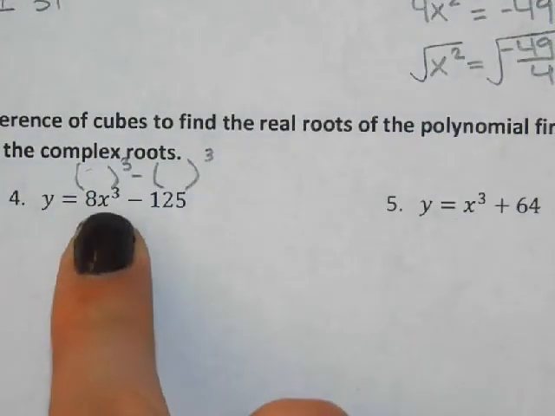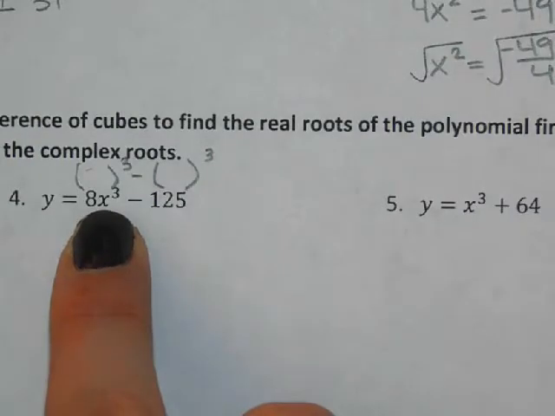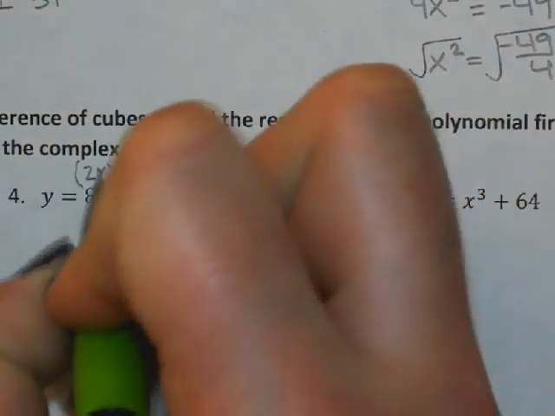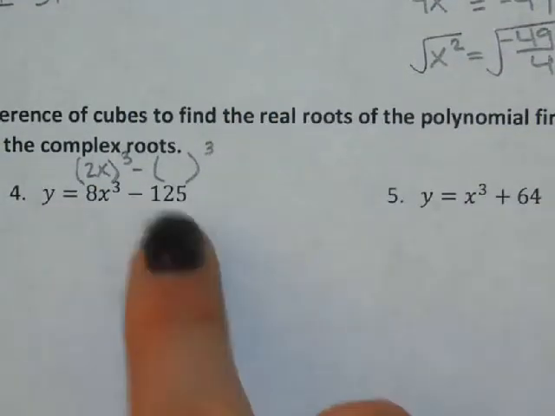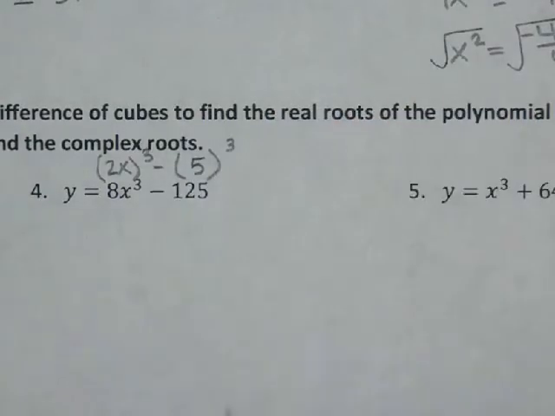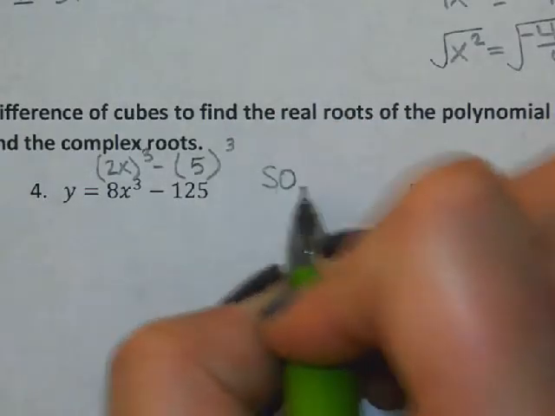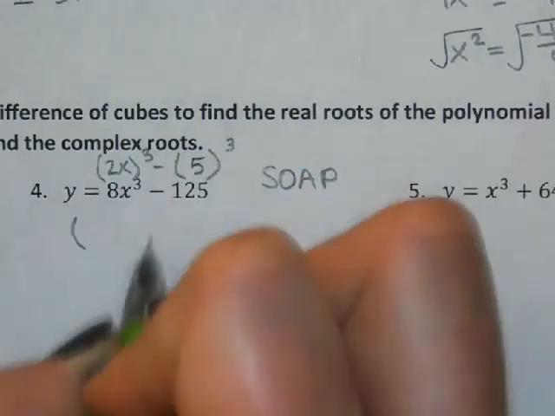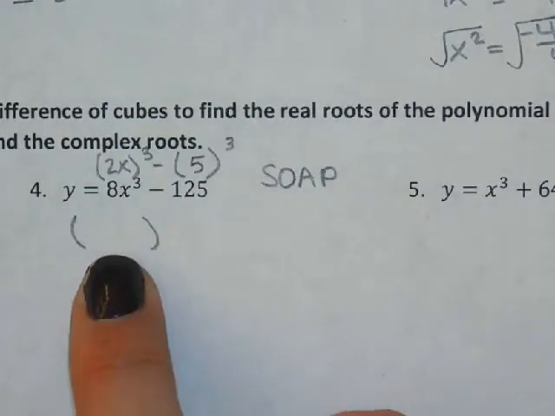So if we multiplied something by itself 3 times and got 8x cubed, what should we have multiplied? 2 and an x, right? 2x. That's what we multiplied. If we multiplied something by itself 3 times and got 125, 5 would have been the number. Okay, so now I'm going to remember SOAP. And what should my first set of parentheses be?